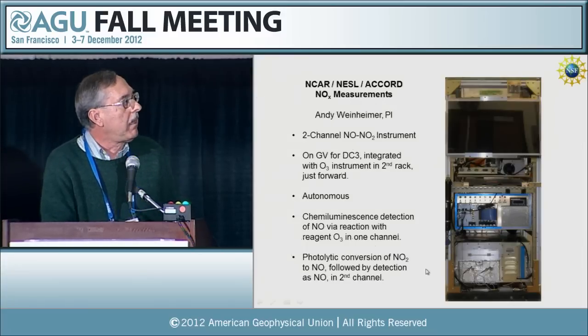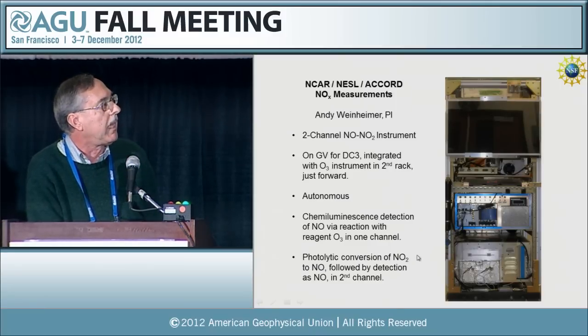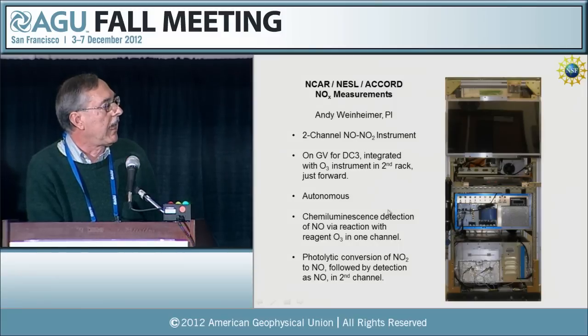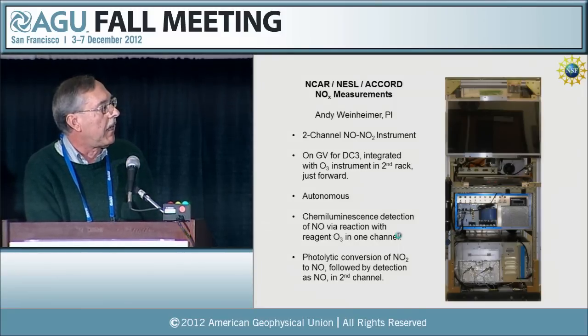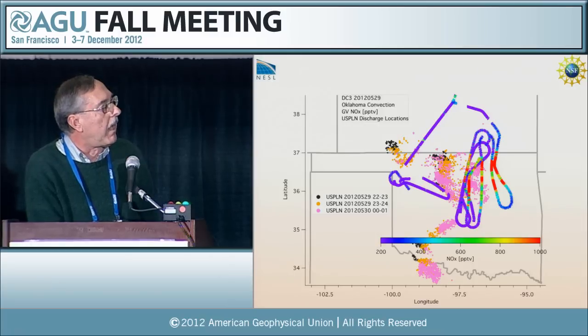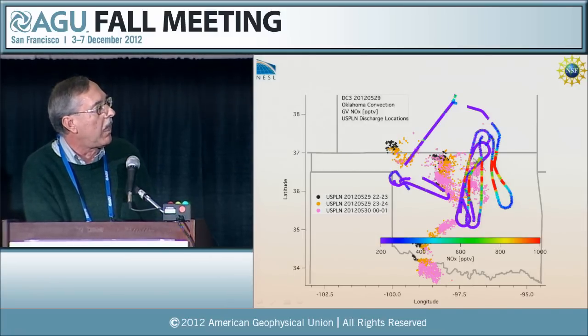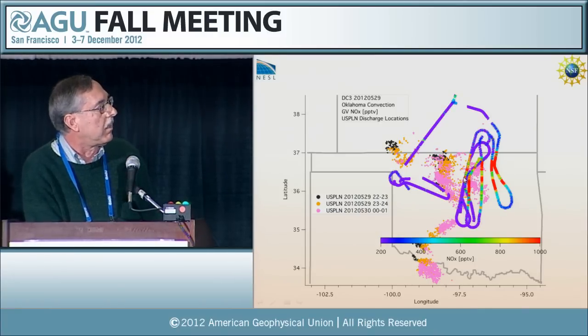And then on the NCAR G5, measurements were made by Andy Weinheimer. This is a two-channel instrument, one for measuring NO, one for NO2. And again, this is a measurement using the chemiluminescence technique. And this is just one sample of some data that he has plotted up. These are various aircraft passes in the downwind area of the anvil for the storm on May 29th in Oklahoma.